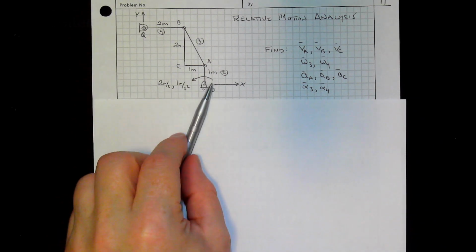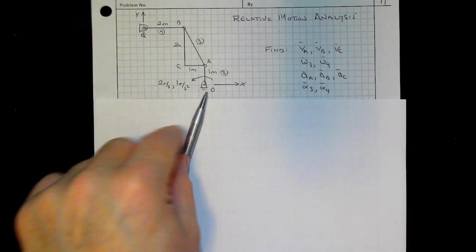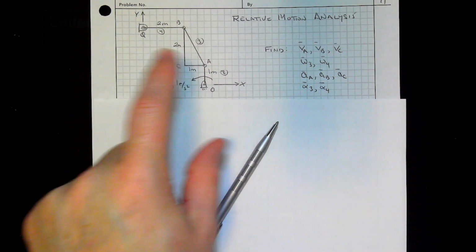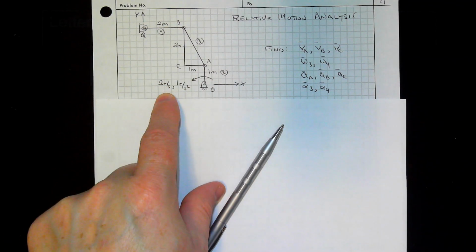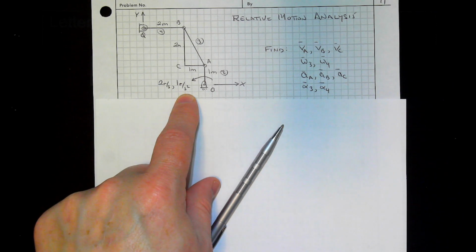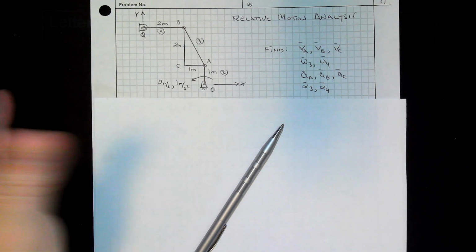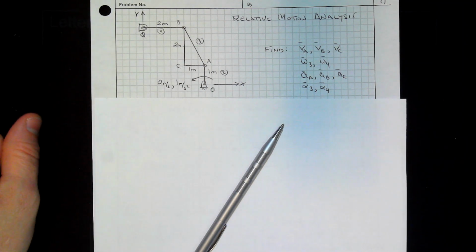So what I have here is an input crank. The understanding is there's a motor that's driving this input crank, and that's at 2 radians per second, and it's currently speeding up at 1 radian per second squared. Now you notice I have a 2, a 3, and a 4 here. This is called a 4-bar mechanism.